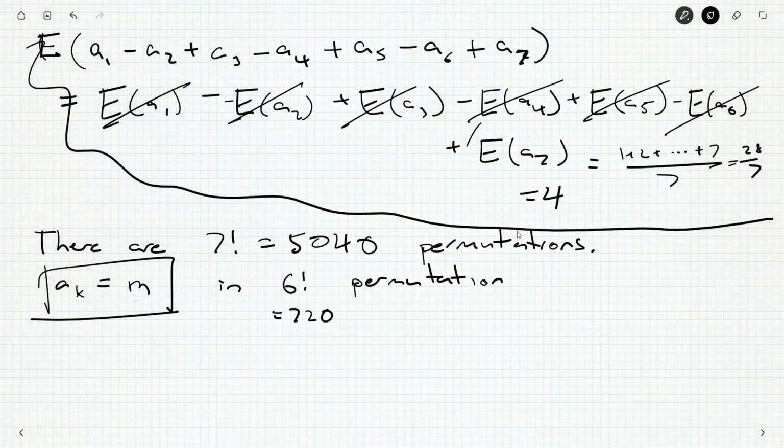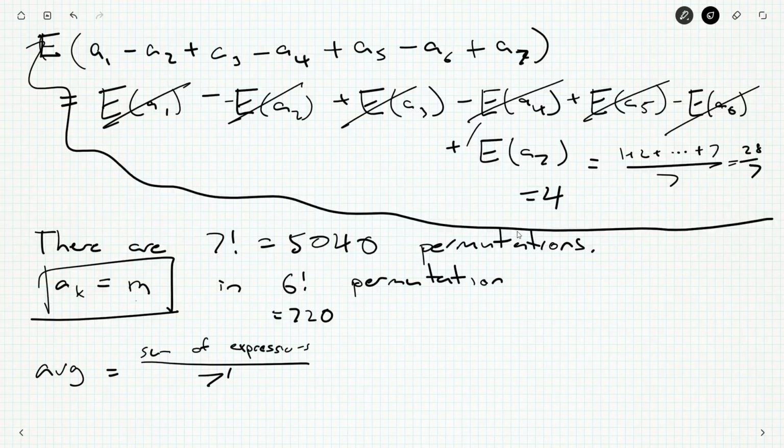Okay. So that's what AK can be. So AK will be equal to M in this many factorial, in 720 of the permutations. So how do we compute the average value? Well, we add everything up, all over the number of the expressions, which in this case is 7 factorial. Now, the minus signs make things a little trickier.